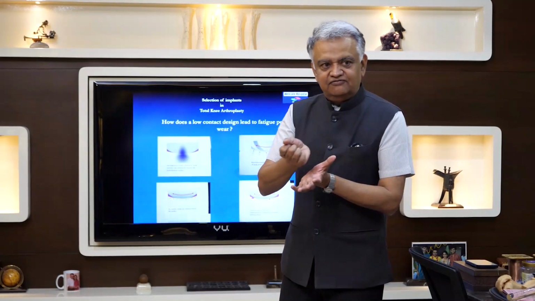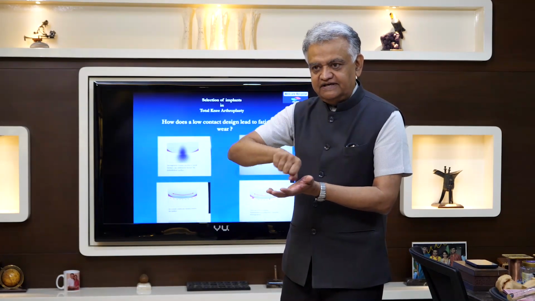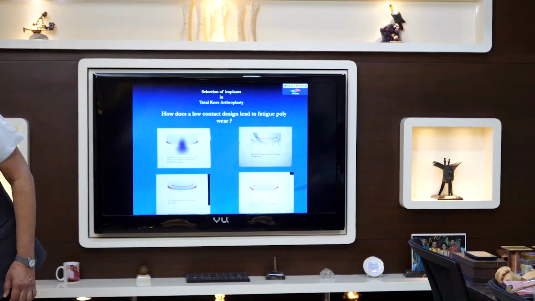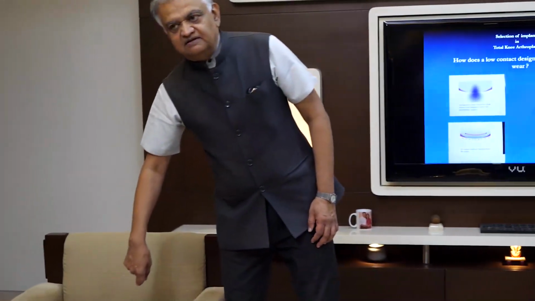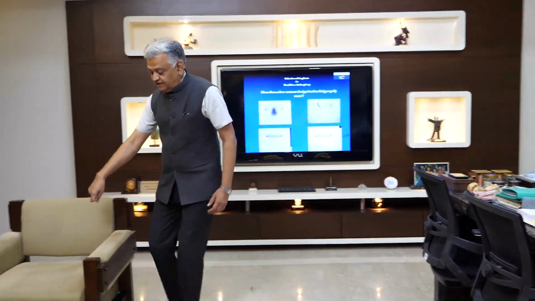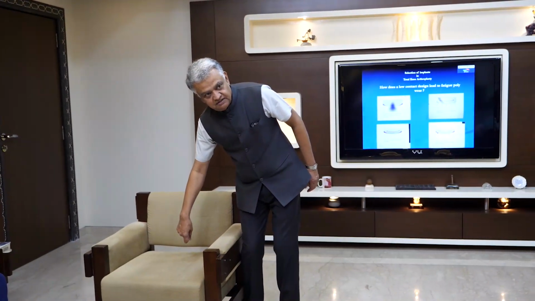To remember, one, how a poly can fail, one way of failing is this multi-directional movement. Another, as I showed you here, is that if you generate a point pressure, then it can fail. Third thing, for stability, if you want to avoid point pressure, then what do you have to do? Increase the contact area between the two.